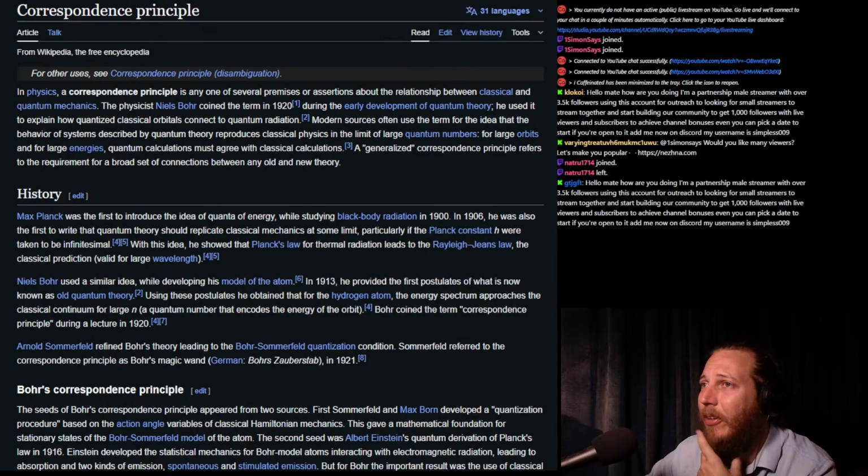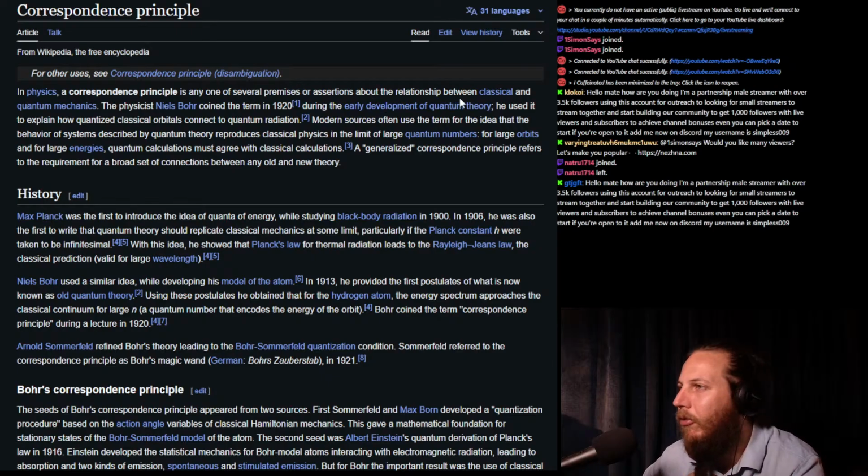Okay, we're about to end the stream, so let's go to the correspondence principle. This should be a lot simpler. A correspondence principle, in physics, is any one of several premises or assertions about the relationship between classical and quantum mechanics. The physicist Niels Bohr coined the term in 1920 during the early... Man, I'm losing my voice doing this. He used it to explain how quantized classical orbitals connect to quantum radiation. Modern sources often use the term for the idea that the behavior of systems, blah, blah, blah.